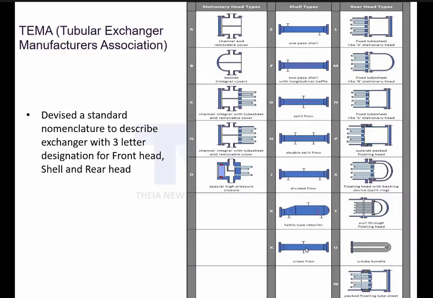Then the cross-flow exchanger. Cross-flow exchanger is mainly used even after J-type. If the pressure drop is much more, then you need to go for a cross-flow exchanger, X, which is very rare. So this is how the exchanger classification works. Again, this has to come with a lot of experience. When you design more exchangers, you will come to know more and more about this. I tried to make you understand in the simplest way.